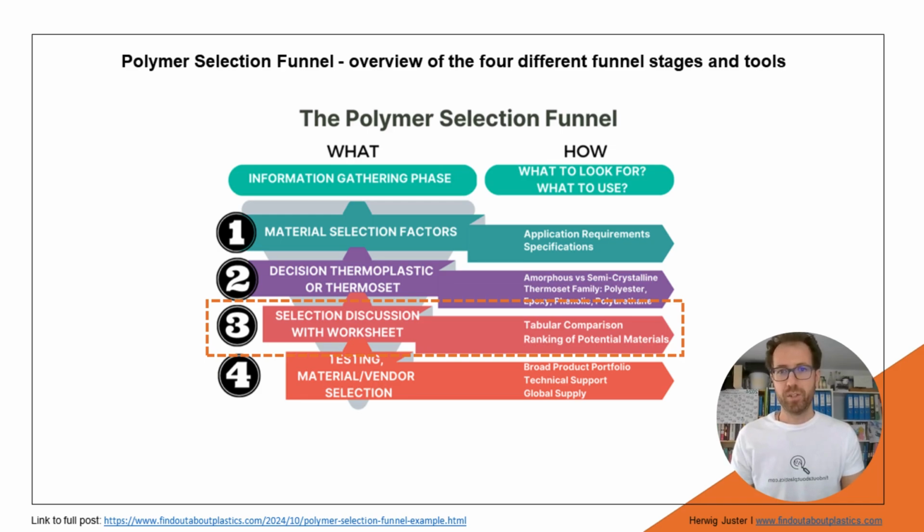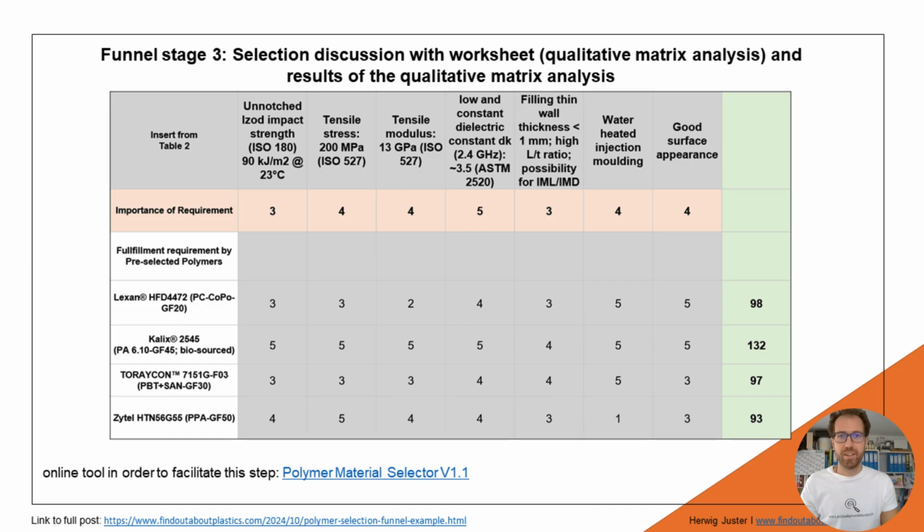Okay, let's move on to the third step of the funnel, the selection discussion with the worksheet. Here you can already see the results of what is called the qualitative matrix analysis. On the top, we insert our material requirements and rank them again with the importance from 1 to 5. And then on the left, we add the pre-selected materials, which I showed before in the previous funnel step.